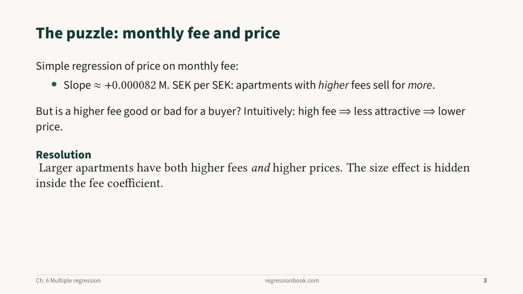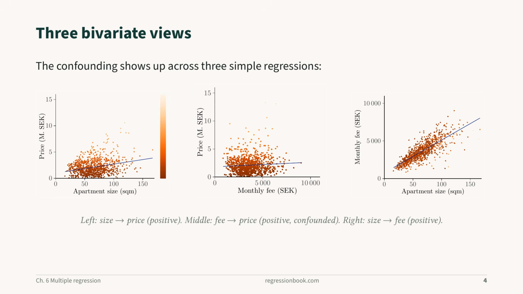Larger apartments have both higher fees and higher prices. The size effect is hiding inside the fee coefficient. The 3 scatters lay the confounding out. Left, size against price, positive. Middle, fee against price, positive, but confounded. Right, size against fee, strongly positive, and that third panel is the culprit.